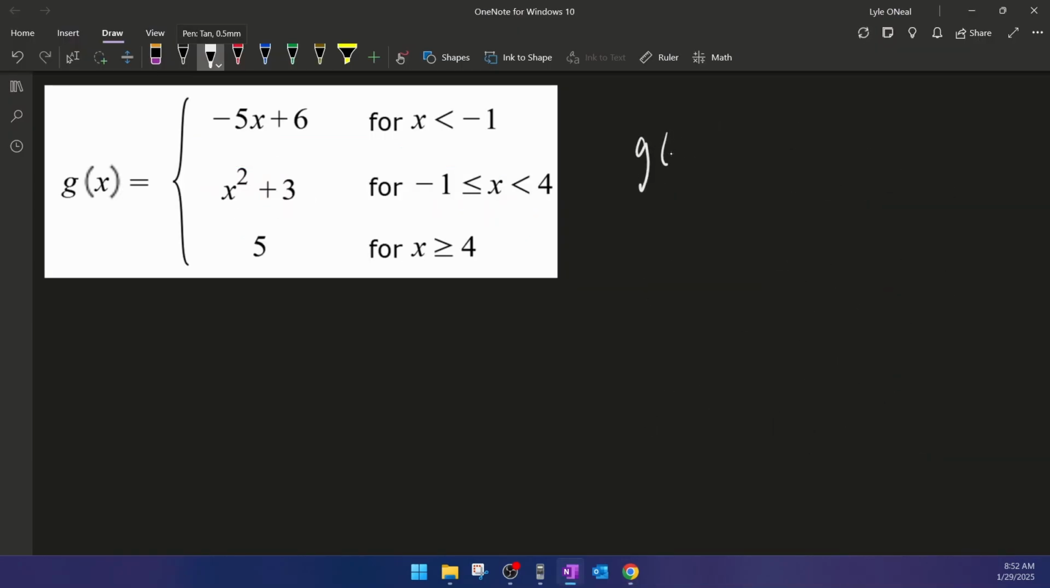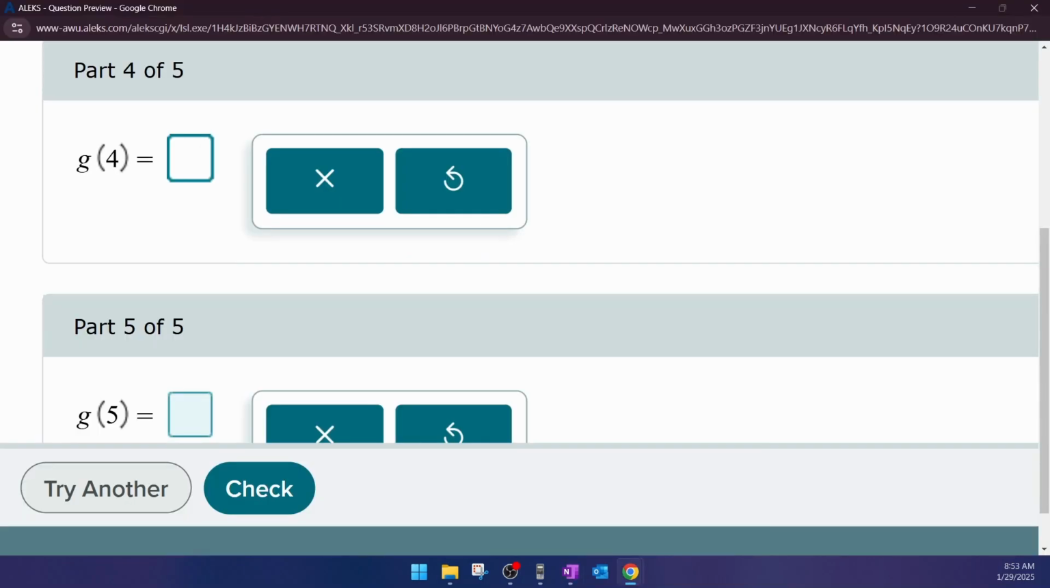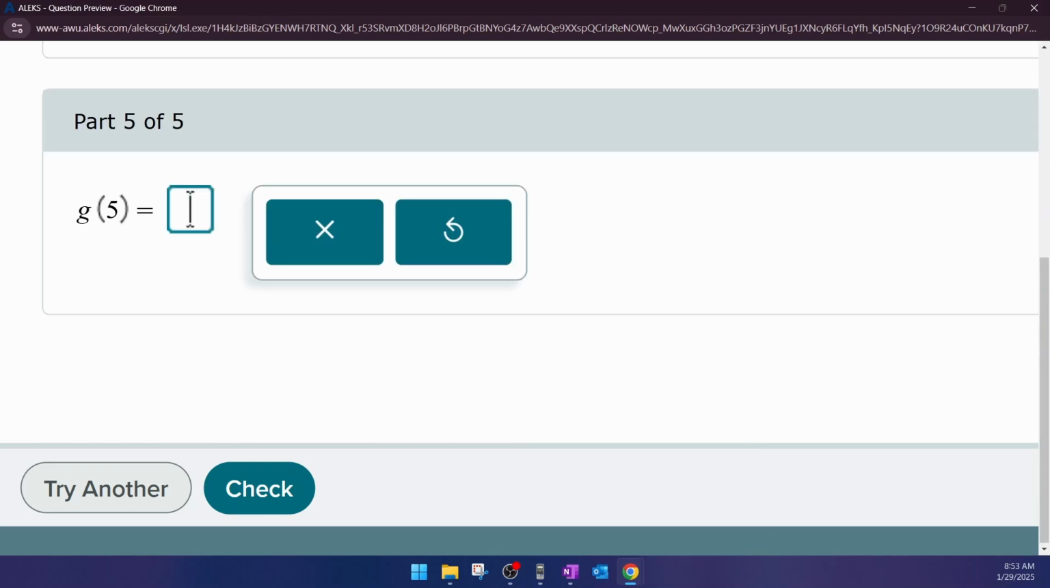All right, so g of 4. Where is 4 true? Right here, because 4 is greater than or equal to 4 is true. Notice that there is no x to plug into. And so that value is just going to be 5. And we plug in a 5. Moving to 5, that is also going to be 5.